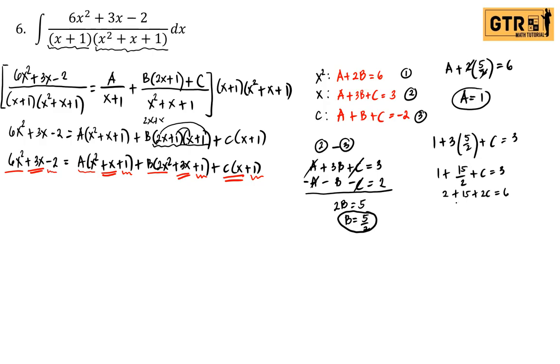And then combine: 2 plus 15 is 17, so 17 plus 2c equals 6. Therefore, 2c is equal to 6 minus 17, that is equal to negative 11. And then divide both sides by 2. So the value of c is negative 11 over 2.